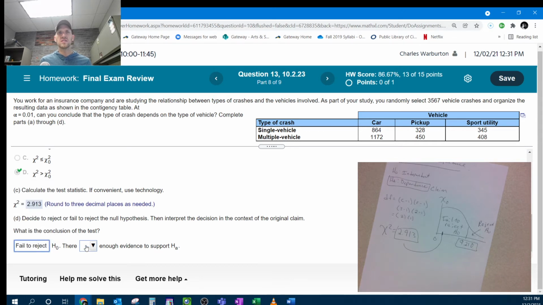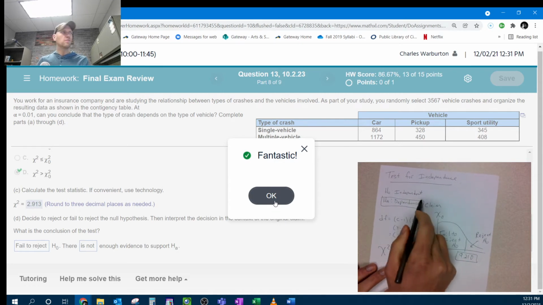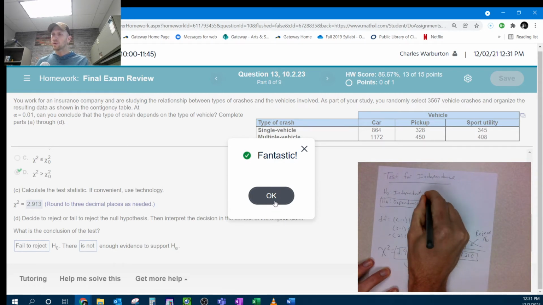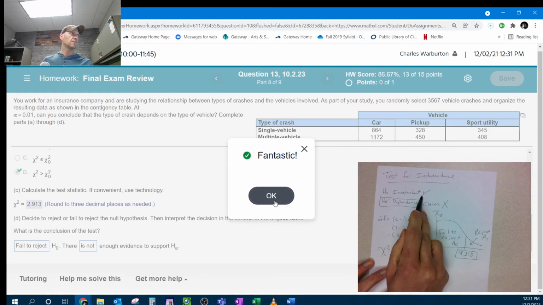That means there's not enough evidence to support the claim. Why? Because the claim was the alternative hypothesis, not the null hypothesis. We did not reject the null. I'm not going to reject you. I'm going to check mark you. That means that the claim is not supported. If this gets the check mark, this gets the X.